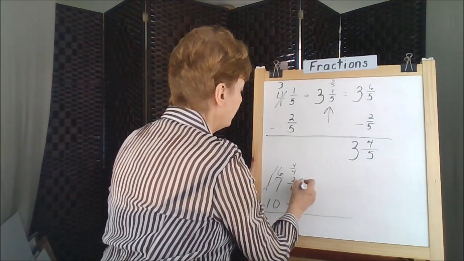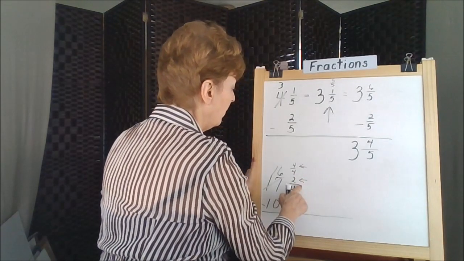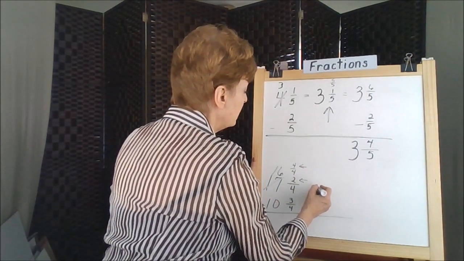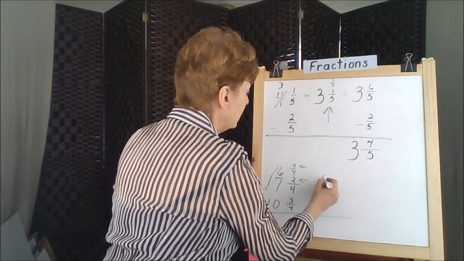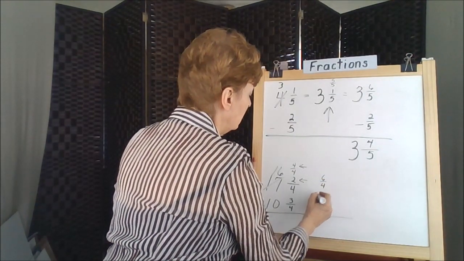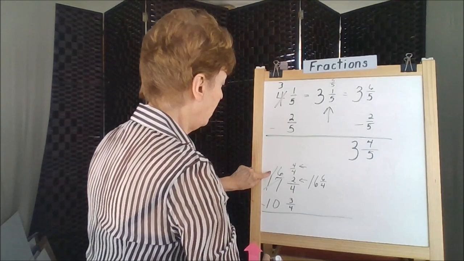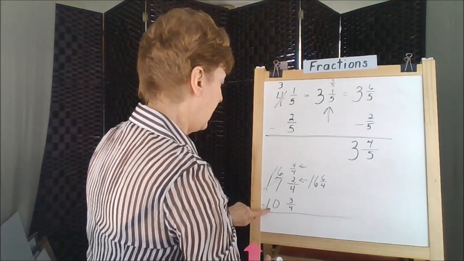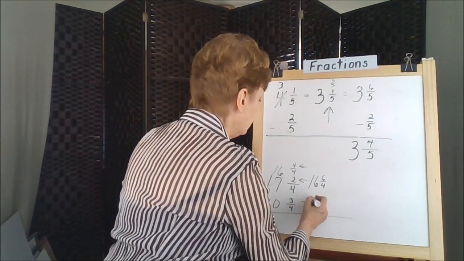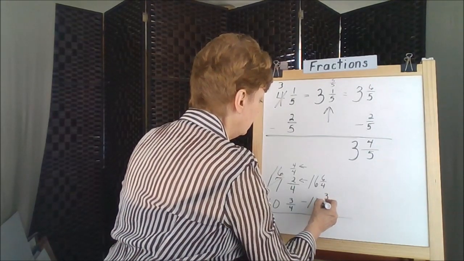We already have 2/4 from before. So this gets to be combined as 6/4 and 16 and 6/4. We drag the whole number over. Now we can subtract off the 10 and 3/4.